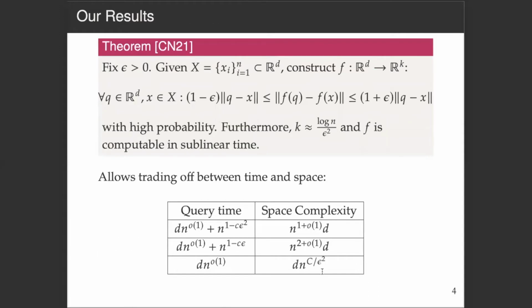And our main result is that we construct a data structure, which when instantiated with the set X, and then later queried with any query Q in R^d, constructs a valid terminal embedding for Q in sublinear time. And the precise speed of this embedding time follows a trade-off between the space occupied by the data structure and the amount of time.